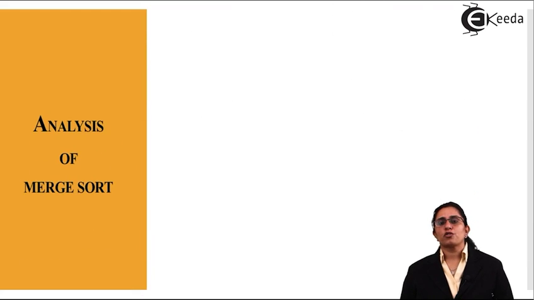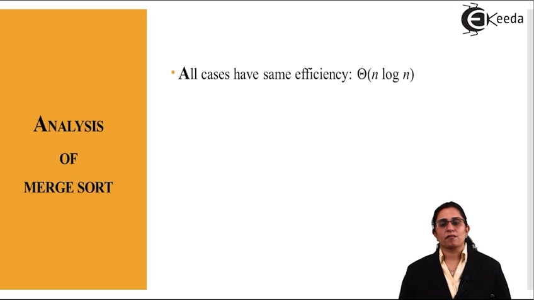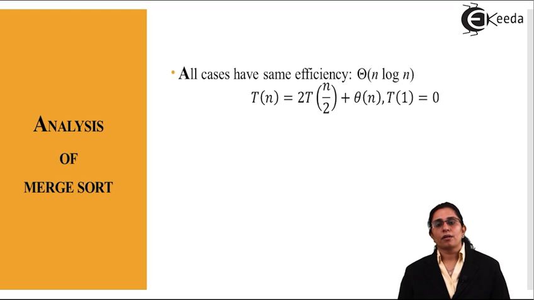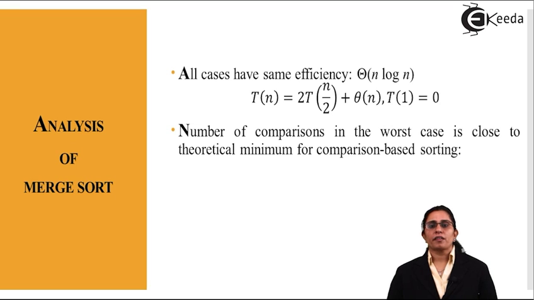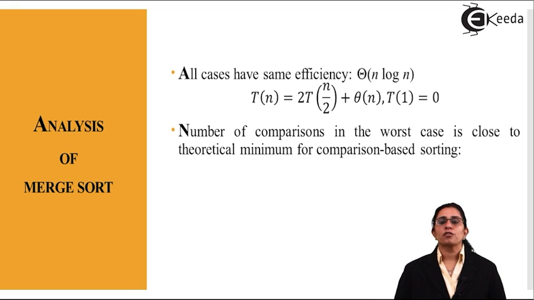The analysis of merge sort shows that all cases have the efficiency of theta n log n. That is, the complexity of merge sort is theta n log n, and it follows the equation T(n) = 2T(n/2) + theta n, where T(1) is equal to 0. We have seen that the number of comparisons in the worst case is close to the theoretical minimum for comparison based sorting. Now what do you mean by the term comparison based sorting?